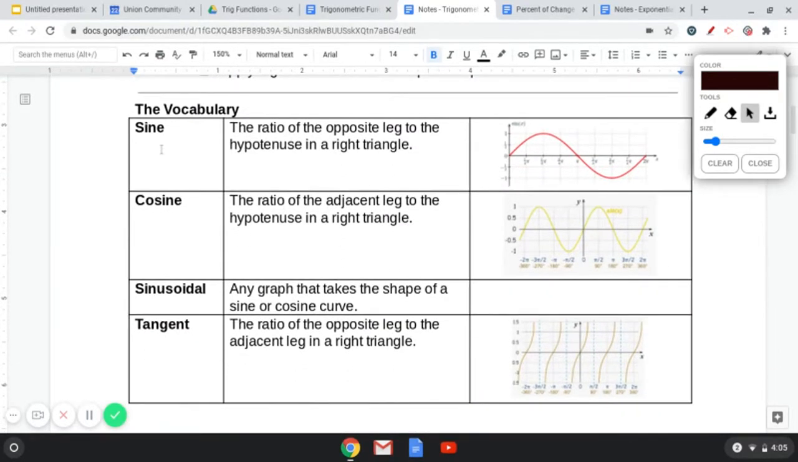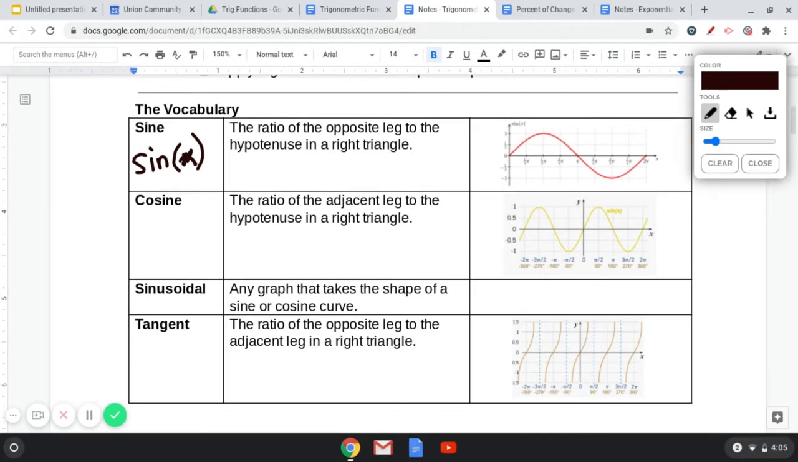So here's some vocab. We got sine, cosine, tangent, and then sinusoidal is any graph that takes the shape of a sine or cosine curve. So this is a sine curve right here. It's a function, sine of x. I'll write that down. So this as a function is written as sine of x. So this is a function, like y equals sine of x.